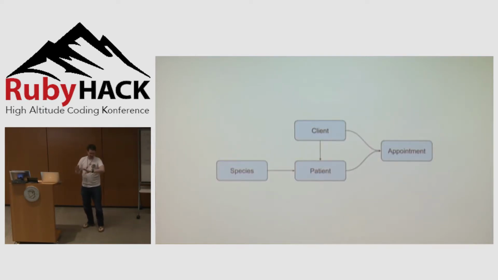So for the next little example, this is the object diagram we're working with. There's a patient and a client. Those work together for an appointment. We work for veterinary technology, so this comes from our system. And the patient is a species. It's a dog, it's a cat, it's a parrot, whatever.